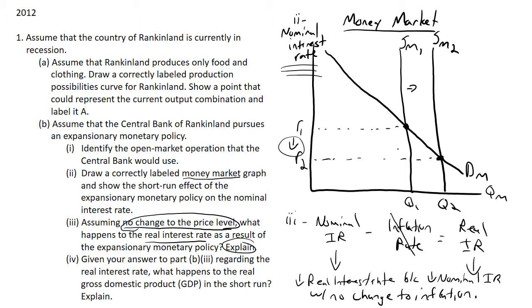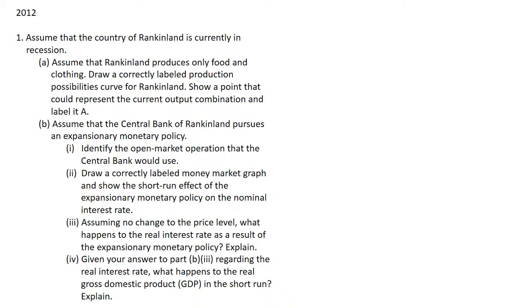Now I'm going to erase this to get more room. Part 4 says, given your answer to part B3 regarding the real interest rate, remember guys, the real interest rate, like we said before, is going to decrease. What happens to the real gross domestic product in the short run? And then they want us to explain. So for part 4, hope you guys can recall, with this expansionary policy, with the decrease in the interest rate, that's going to stimulate production. That's going to increase the real GDP.